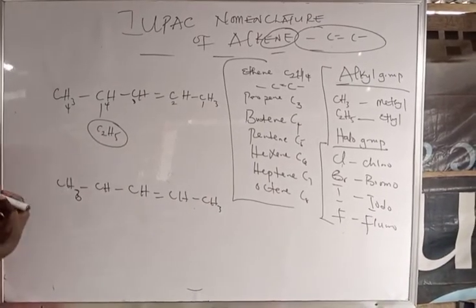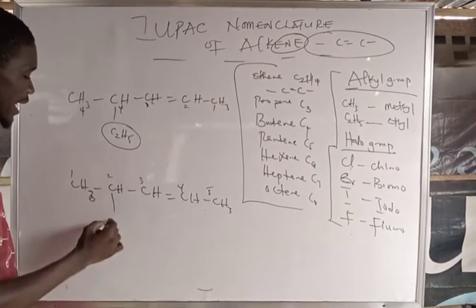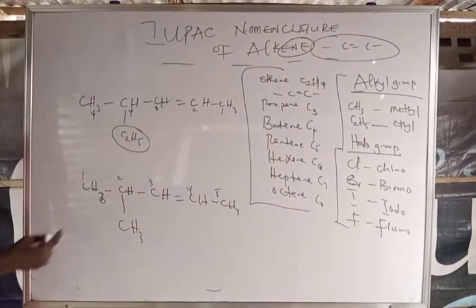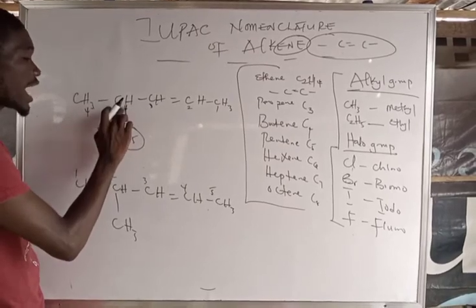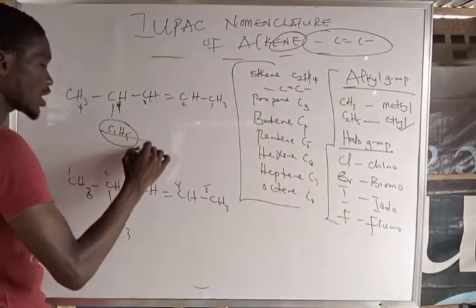Let's pick the number from this place now, from the left. 1, 2, 3, 4, 5. And here is the attached substituent now. So if I should name this, here is 4, and here it is called what? T. So I'll say 4 T.